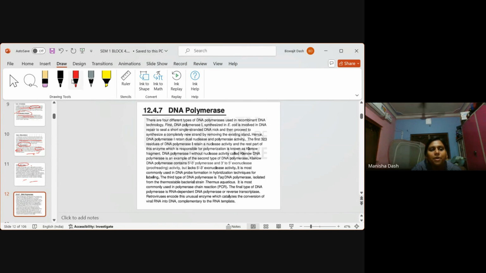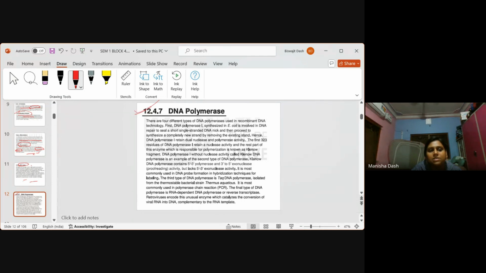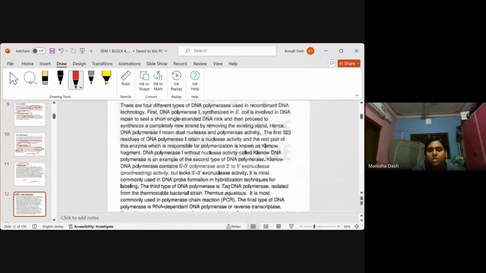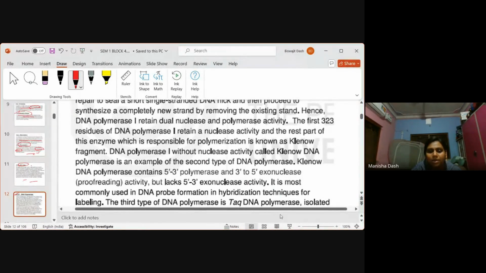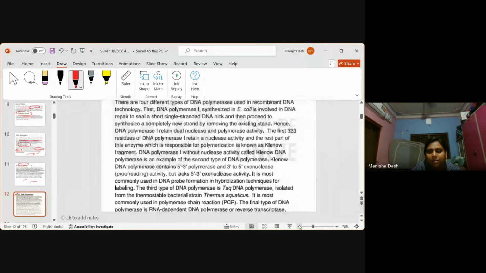Then the most important one, that is the DNA polymerase, which is highly essential for synthesis of new phosphodiester bonds. It can help in synthesis of a completely new DNA strand by adding the dNTPs and forming new phosphodiester bonds. And here you have to remember there is a specific fragment of the DNA polymerase that is called the Klenow fragment. I urge everyone to go through this and memorize what is meant by this Klenow fragment.